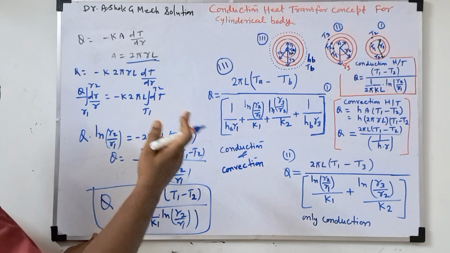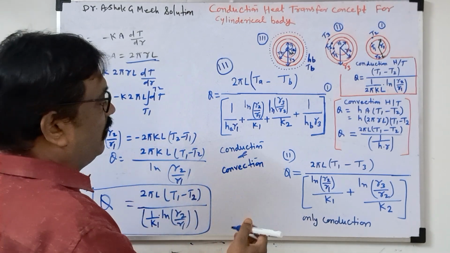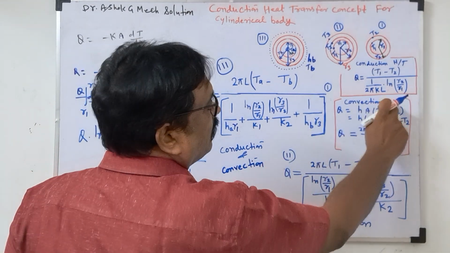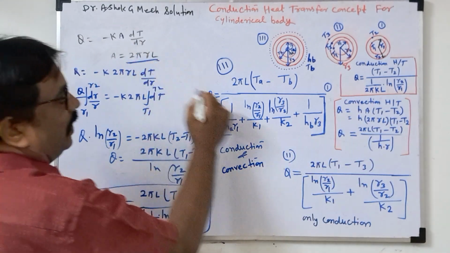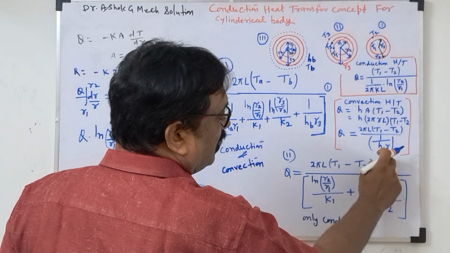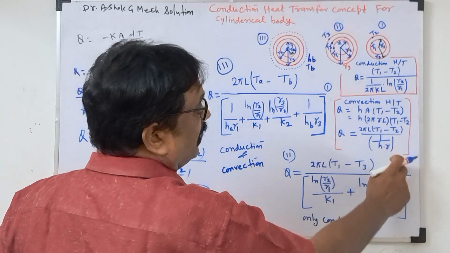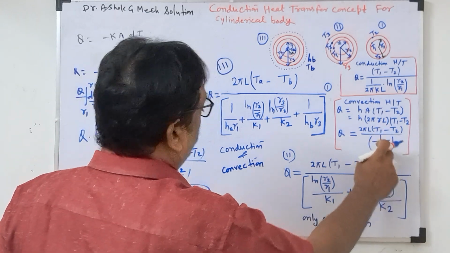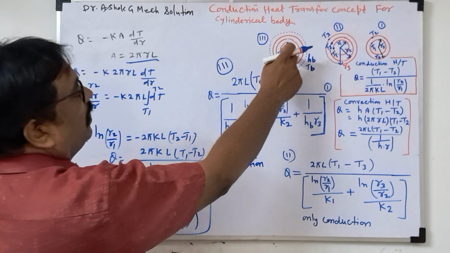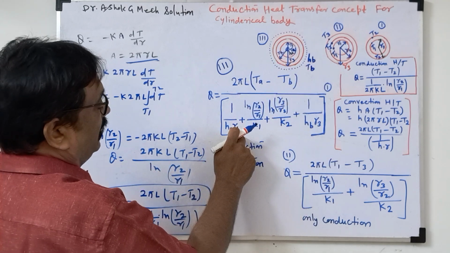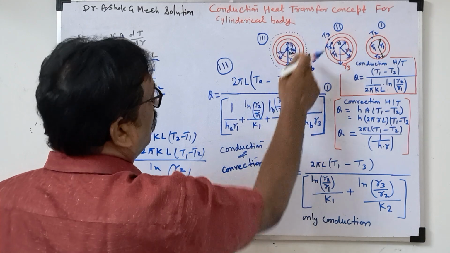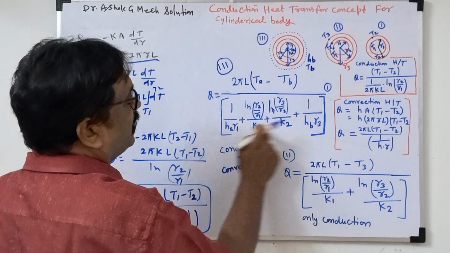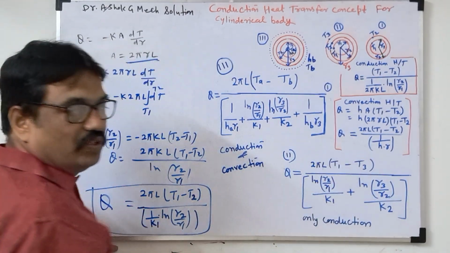But when conduction and convection both are there, what do we have to do? For convection heat transfer, only the area we have to change, which is 2 pi RL. The convective thermal resistance is 1 by H into R. That we write first, inside with HI and R1, and on the outside with HO, whatever symbols you follow.